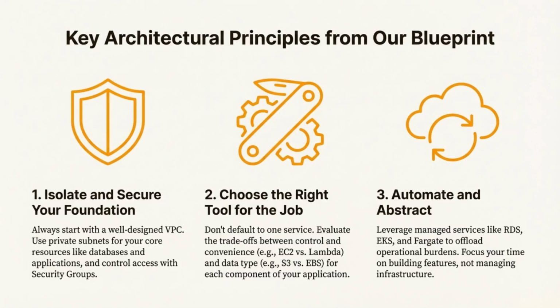To wrap up, if you follow this blueprint, you are adhering to three key principles. 1. Isolated and secure. We use private subnets for our core resources. 2. Choose the right tool. We selected the right compute and storage for the specific job. 3. Automate and abstract. We leveraged managed services like RDS and Fargate to reduce our operational burden. By following this blueprint, you can focus your time on building features, not just managing infrastructure.